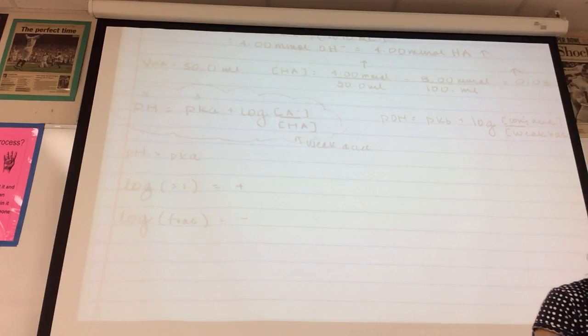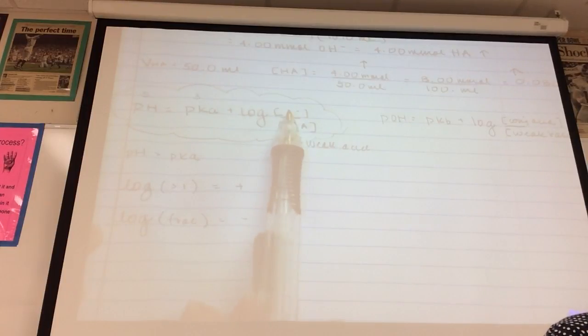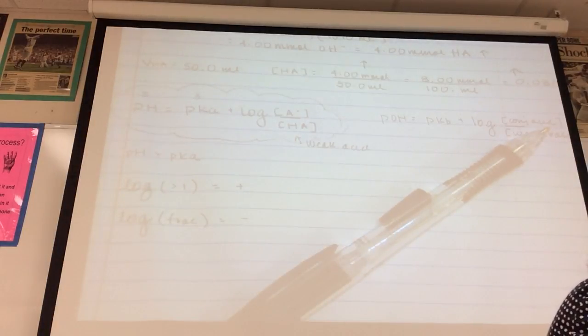This is going to come back in electrochem too, which is why I'm hitting it here. In order for this number to be greater than 2, the concentration of what has to be greater? The conjugate, right? The numerator. In order for this to be a fraction, this concentration has to be greater, correct? Okay, keep that in mind.